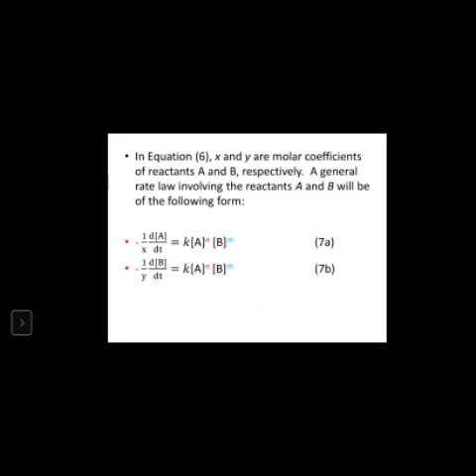If you want to write for the decrease of A, you write equation 7A, dA over dt. Remember that bracket covering that A is a molar quantity. It's like mole per dm³. And then I told you if you have a stoichiometric factor, a coefficient, you divide it. Look at 1 over X. And that will be equal.